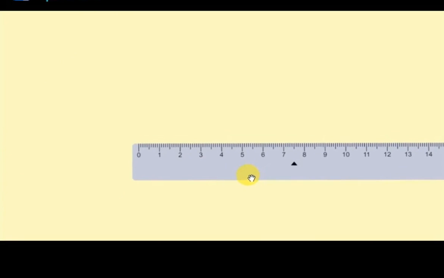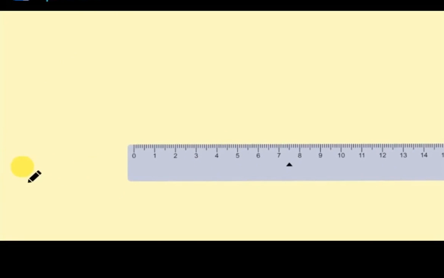Now take your scale and measure the given length, which is 6.5 centimeters. So draw the line QR. The QR line is 6.5 centimeters.